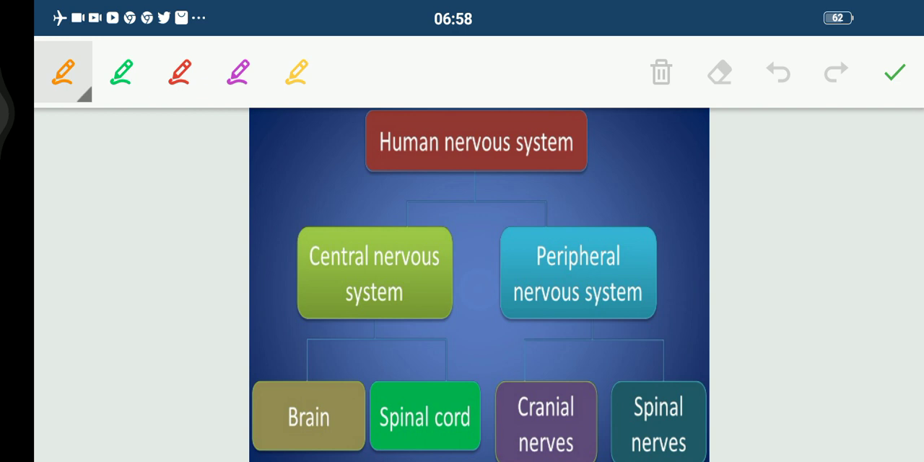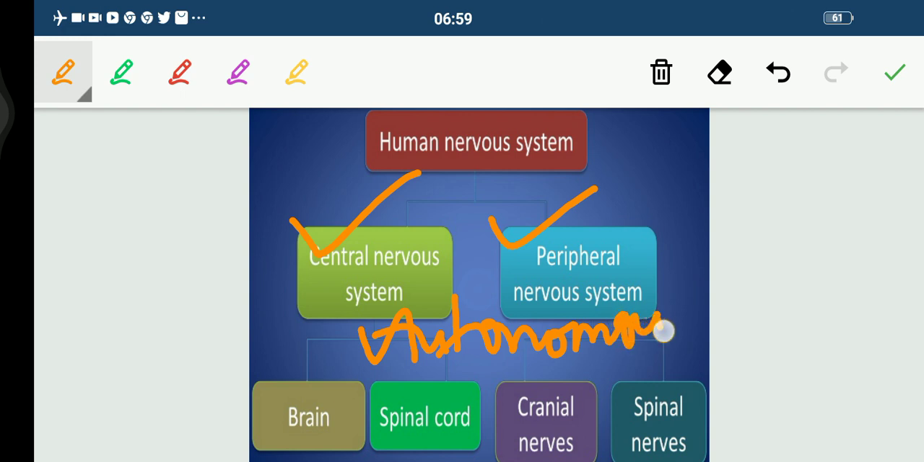The first one we have is the central nervous system, then we have the peripheral nervous system, and the third one we have is the autonomous nervous system. Need not go into detail of the peripheral and autonomous. Mainly we will be dealing with the central nervous system, but we should know what exactly the peripheral nervous system and autonomous nervous system are.